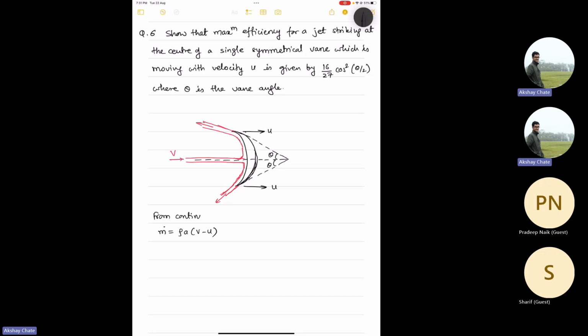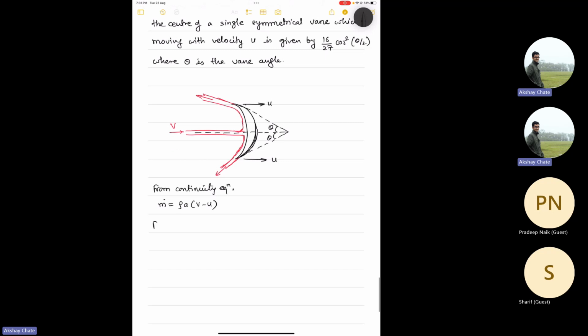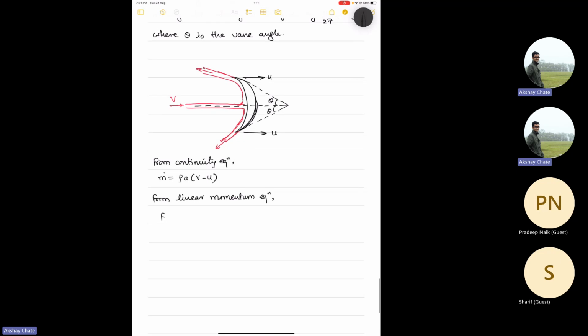the continuity equation. And from the linear momentum equation, we get the external force as, okay. So now the question is, what is coming in? So incoming is m dot into (v minus u).